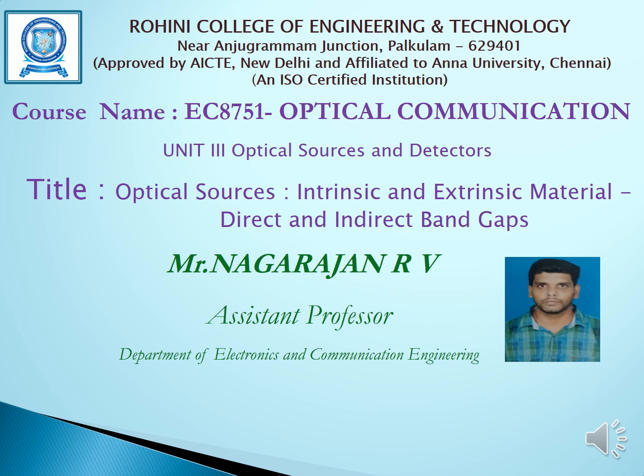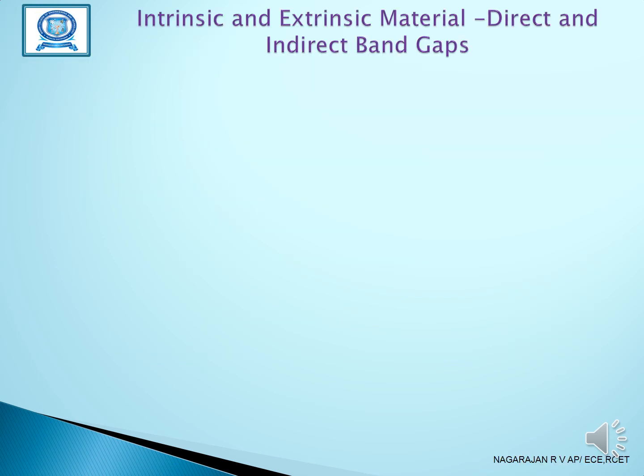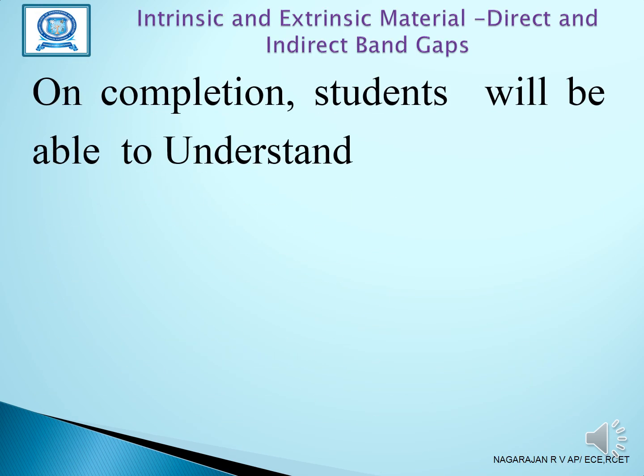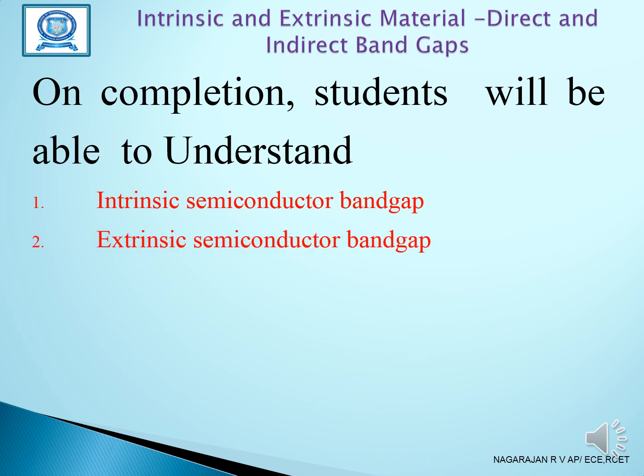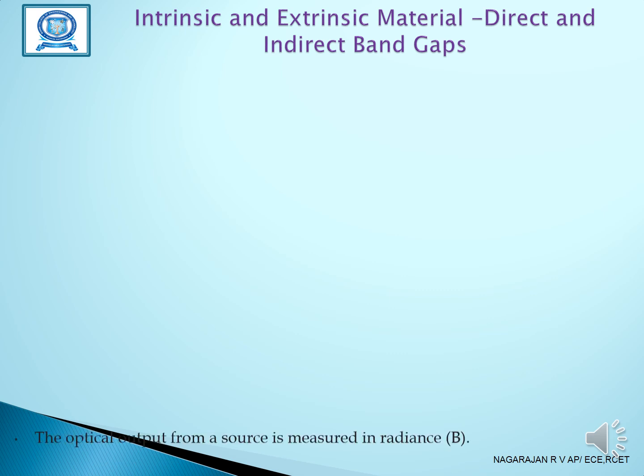In this video, let us see the optical communication, third unit, optical sources and detector. Topic is here, intrinsic and extrinsic material, direct and indirect band gaps. Let us see the intrinsic and extrinsic material, optical sources. After completion of this video, the student will be able to understand the intrinsic semiconductor band gap and extrinsic semiconductor band gap. So let us see the intrinsic semiconductor.